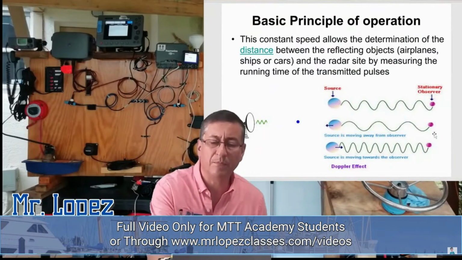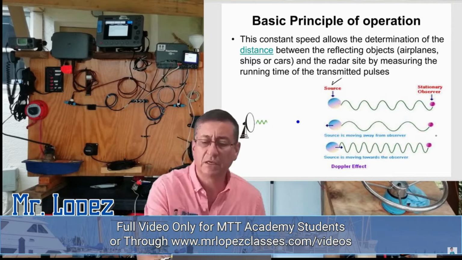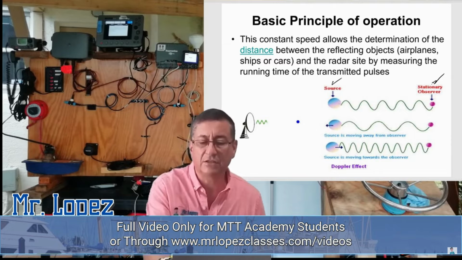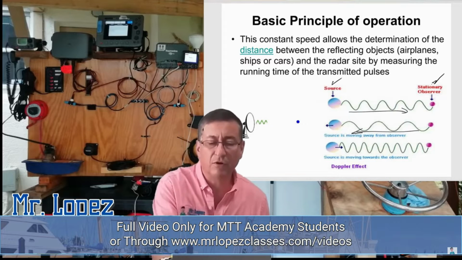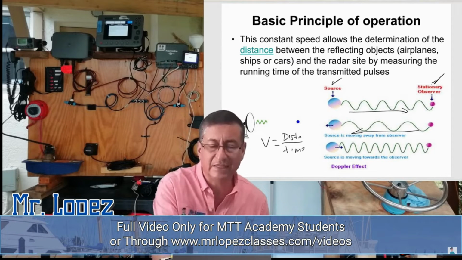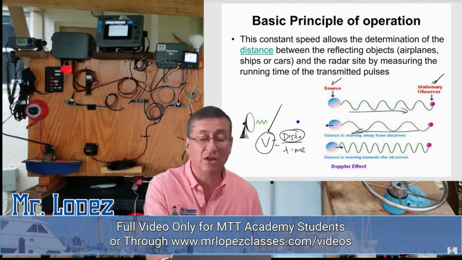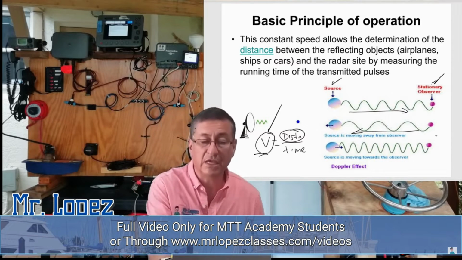Okay, this is the source of the power. This is the object. This is a stationary observer. And the signal travels in one direction and bounces in the other direction. And with the formula, velocity equals distance divided by time, the distance is calculated, because we know the velocity of the sound, the velocity of the light, and you know the time. And with those elements you calculate the distance.